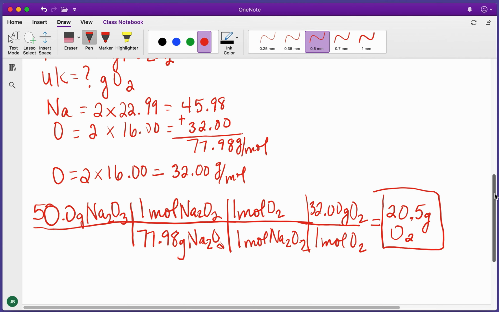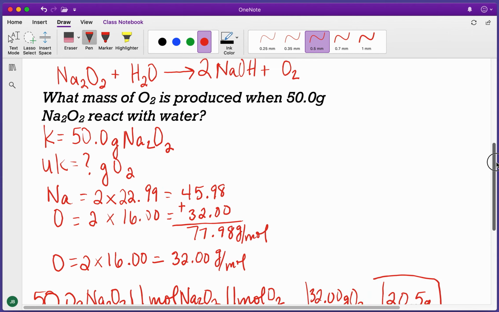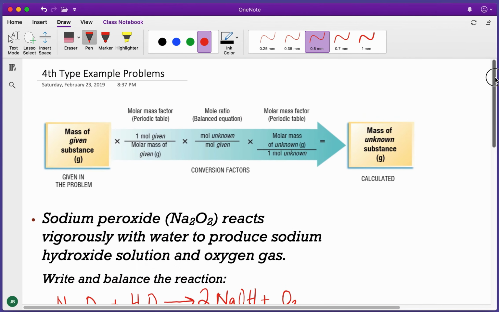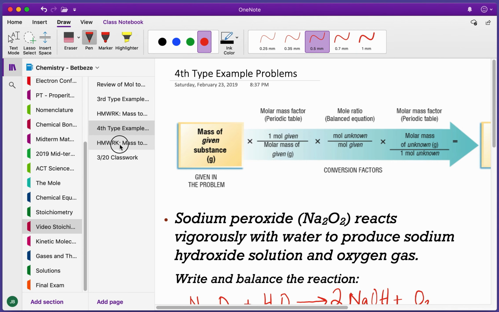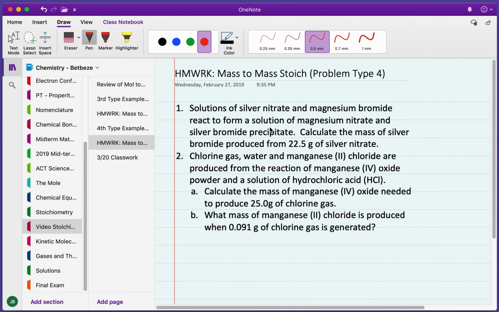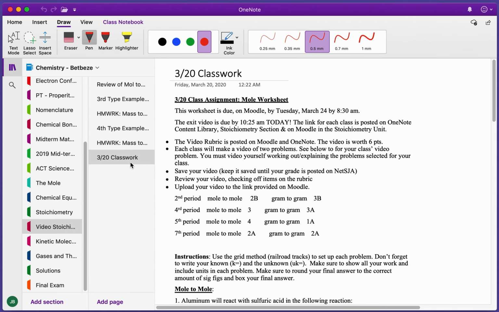All right, that is how you do problem type 4, which is a mass-to-mass problem. Now, your homework is to do these 2 problems here. The homework is not going to be due until Tuesday morning, so that's Tuesday the 24th at 8:30 in the morning. Now let's go ahead and talk about this classwork.